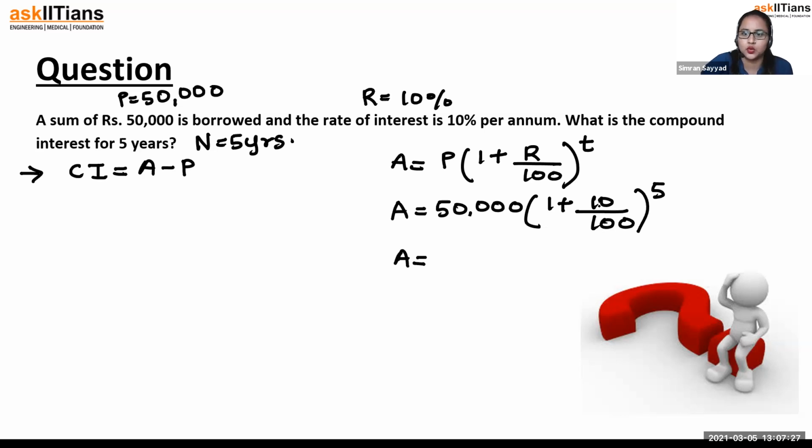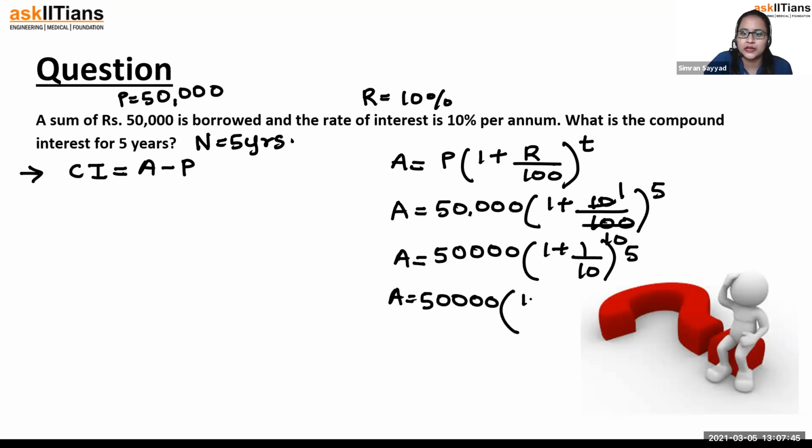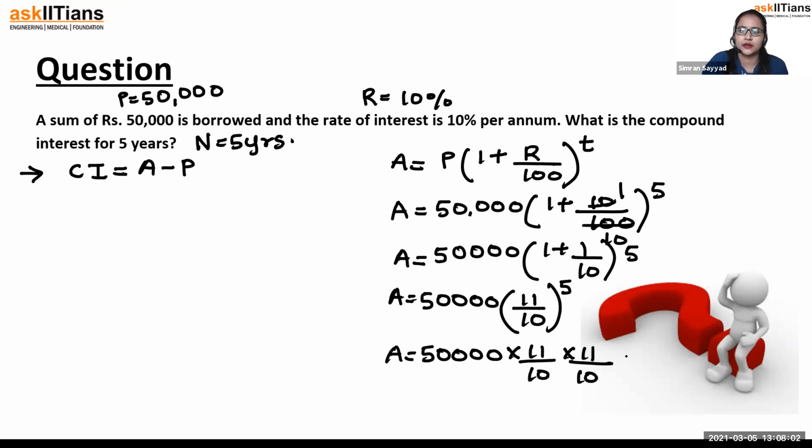A is equal to 50,000 into 1 plus 1 by 10 raised to 5. This becomes 11 by 10. When you simplify it, like take the LCM, it becomes 11 by 10 raised to 5. So for the calculation part, you are going to write 50,000 and then 11 by 10 into 11 by 10 into 11 by 10 into 11 by 10, 5 times.